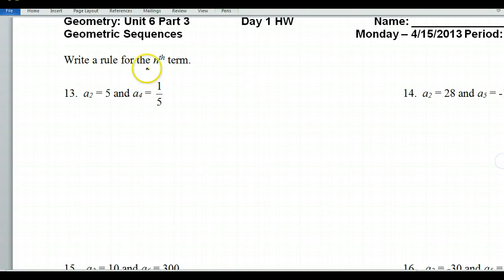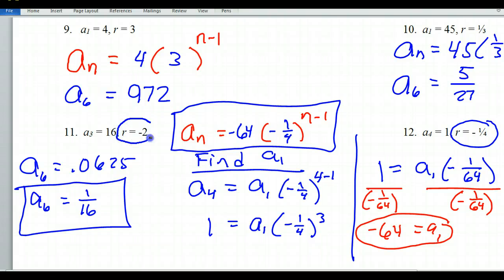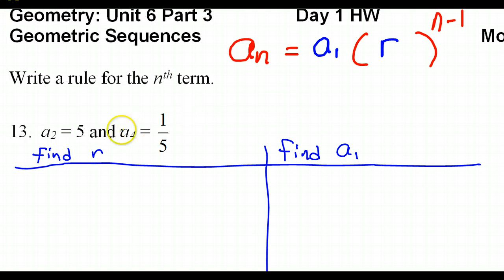Alright, the next thing we're going to learn is how to write a rule when you're not given the A1 value, but you're not given the R value either. In the problems we've just been doing, I'm giving you at least the R value. This time, I'm just giving you two random terms, and you'll have to find the A1 value and the R value.